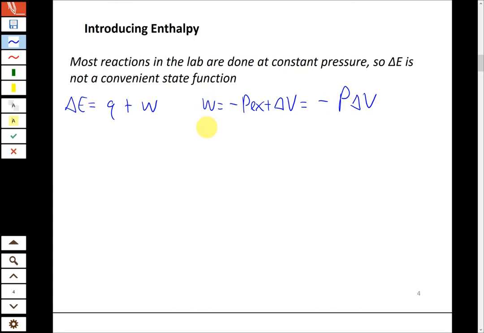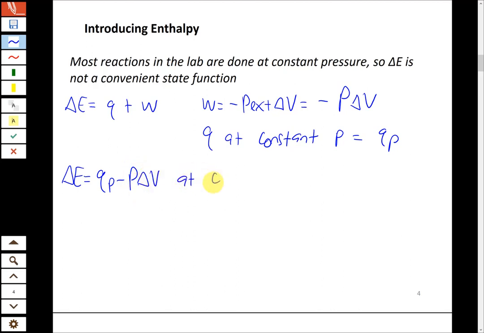And then what we're also going to say is we're going to measure the heat at constant pressure. And there's no different definition of this. We're just going to abbreviate it as Q sub P, meaning heat measured at constant pressure. That's all that QP means. So what we can say then is if we're at constant pressure, delta E is equal to the heat measured at constant pressure, QP, and then we're going to replace W with minus P delta V. Just do a little bit of substitution here. So this is another way to write delta E at constant pressure.